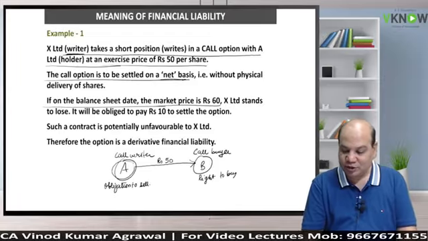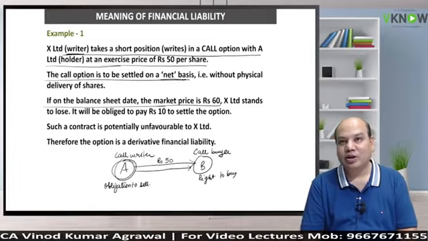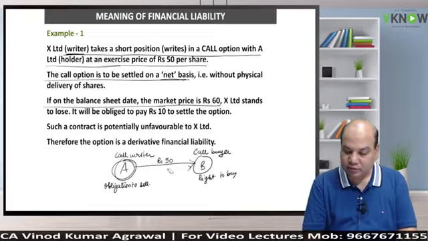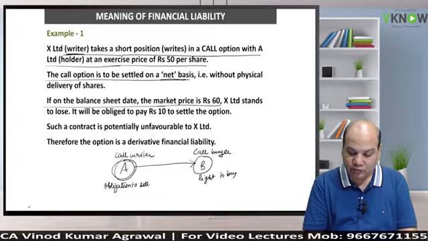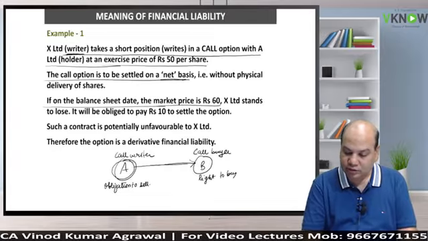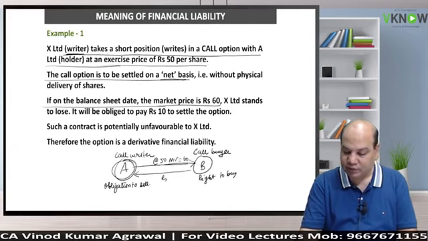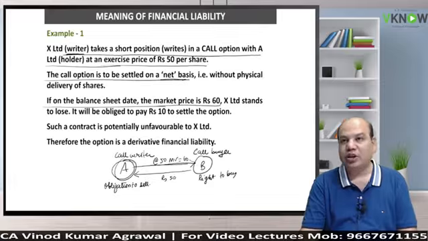But what has A promised? A has promised to deliver at 50 rupees. The market price is 60. So the contract has become unfavorable. How has the contract become unfavorable? A will have to deliver 1 share at rupees 50, whose market value is 60, and what will it get in return? A fixed amount of 50. So, a 10 rupees loss.